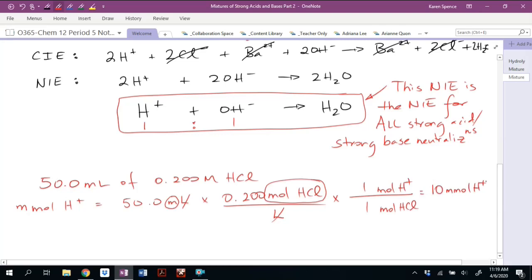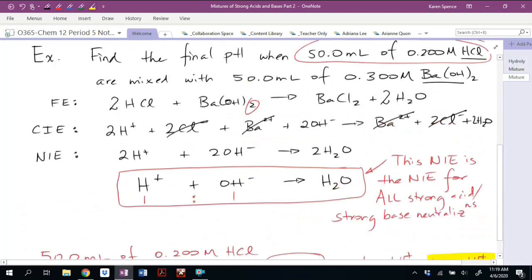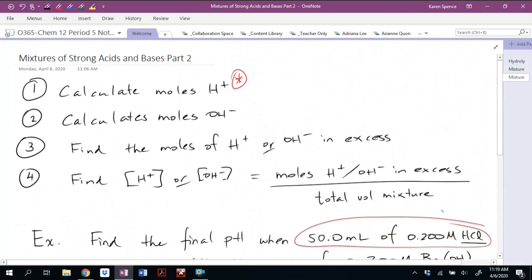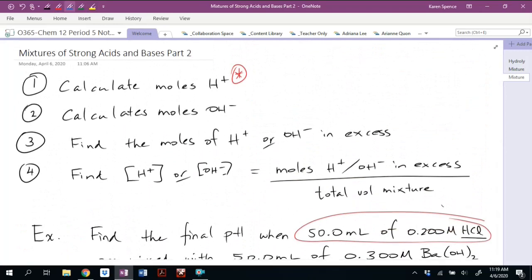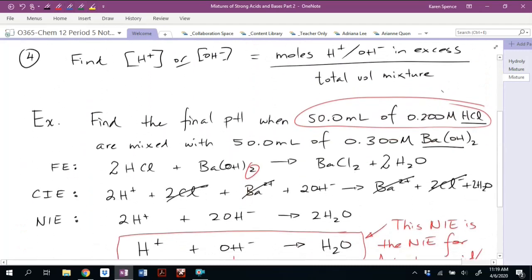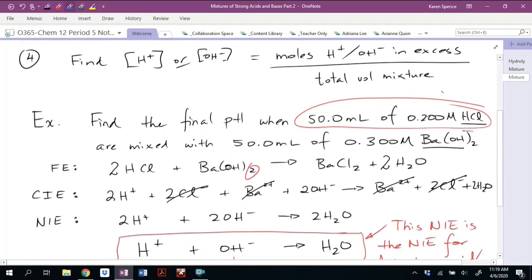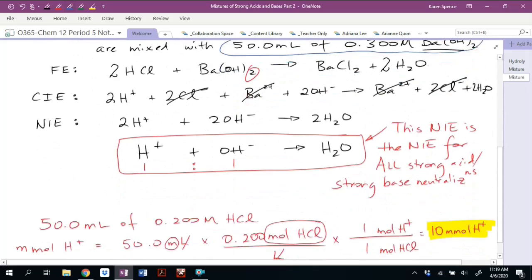Okay, so we have found our millimoles of hydrogen. Now we're going to do the second thing that we needed to do, which is to find the moles of OH minus. We'll do that in blue because bases are blue, right? Okay, how much hydroxide do we have? Well, hydroxide is coming from our 50 milliliters of 0.3 molar barium hydroxide.